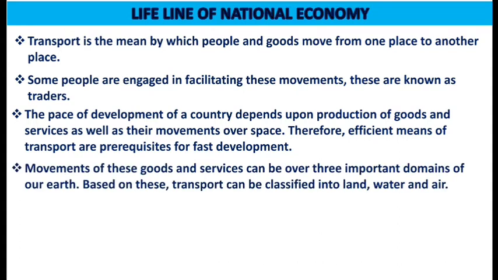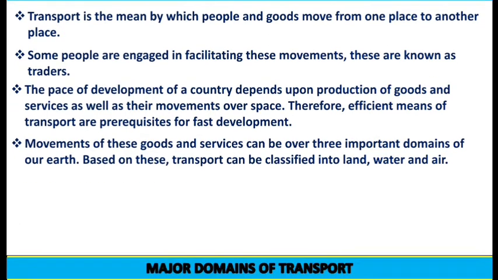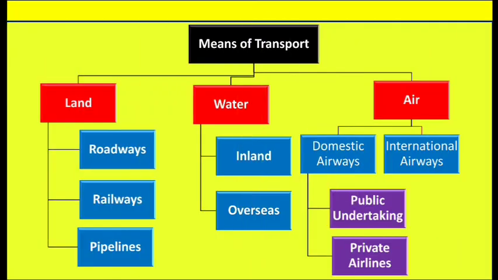Movement of these goods and services can be over three important domains of our earth. Based on this, transport can be classified into land, water and air. Now we will discuss the major domains of transport, meaning means of transport. Transport can be done through three types: land, water and air. By land: roadways, railways, pipeline. By water: inland and overseas. By air: domestic airways and international airways. Domestic airways are further divided into two types: public undertaking and private airline. Let's discuss one by one.